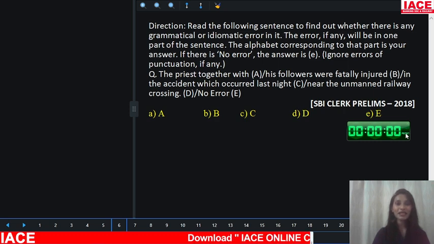Well, your time is up. Here you're asked to choose the part which has an error. So this is error detection. Look at the question.